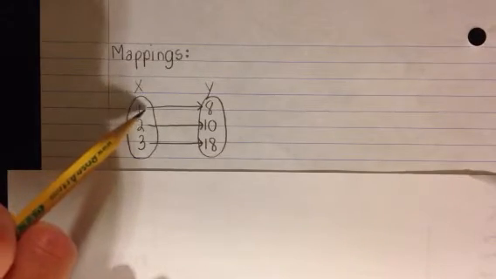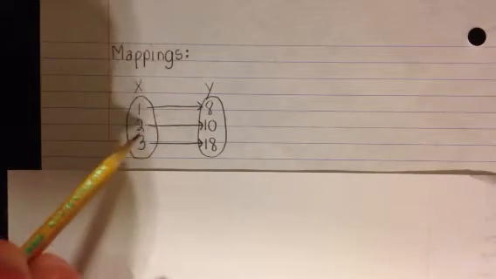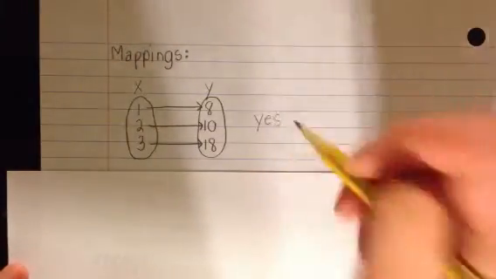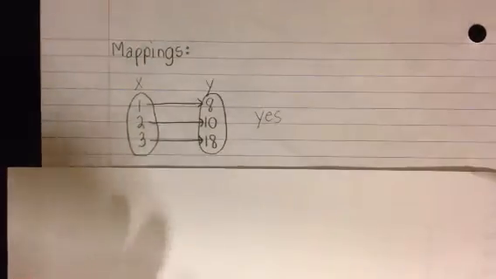So you'll notice each of these values here on the left, each of the x values only have one arrow pointing. It's not like it's being used twice. There's not two arrows coming away from it. So yes, it's a function. None of the x values repeat.